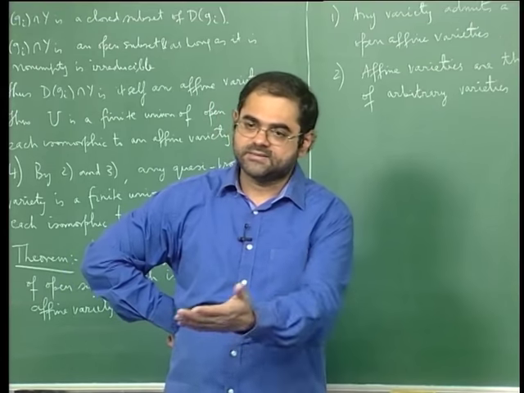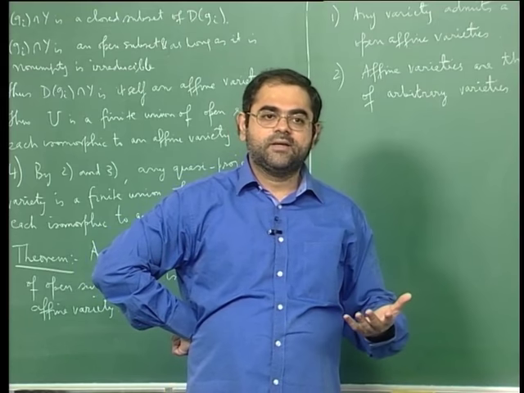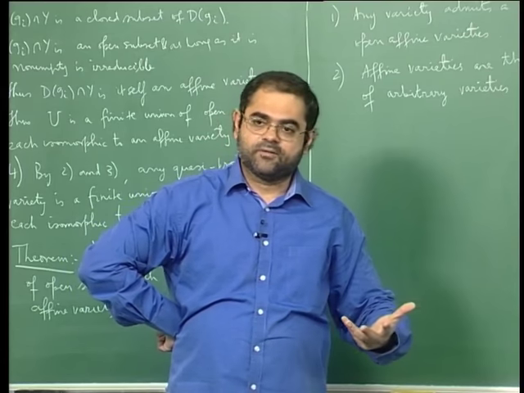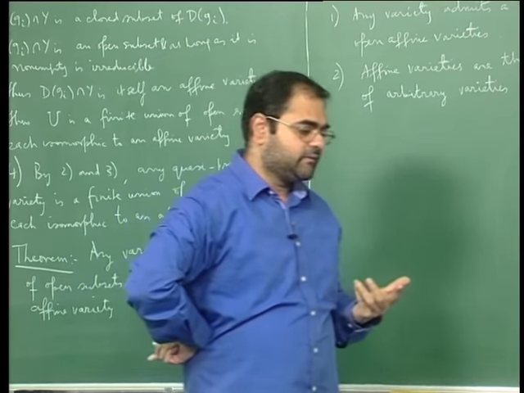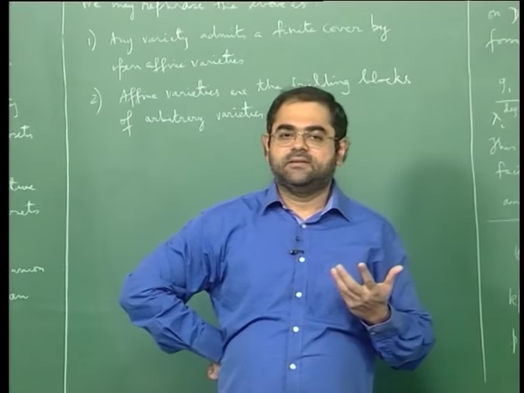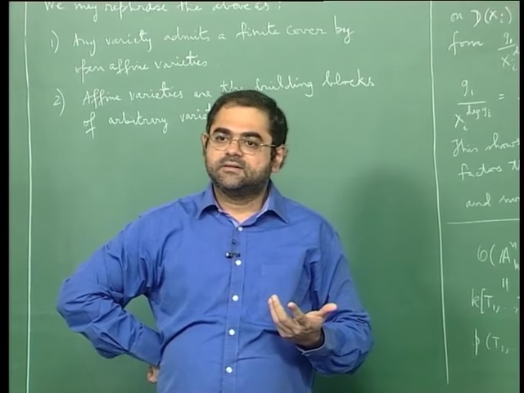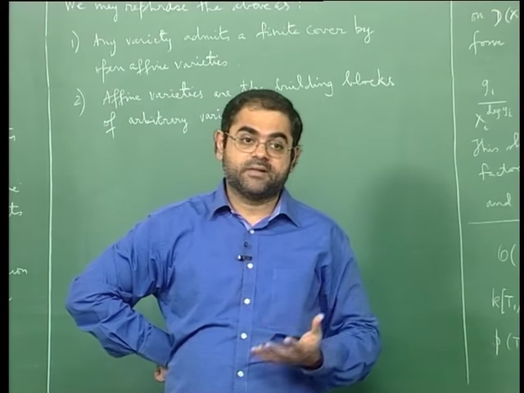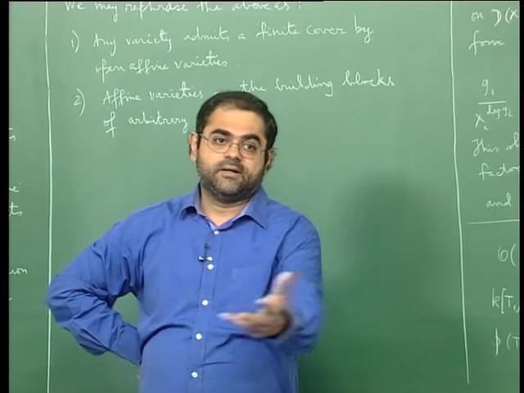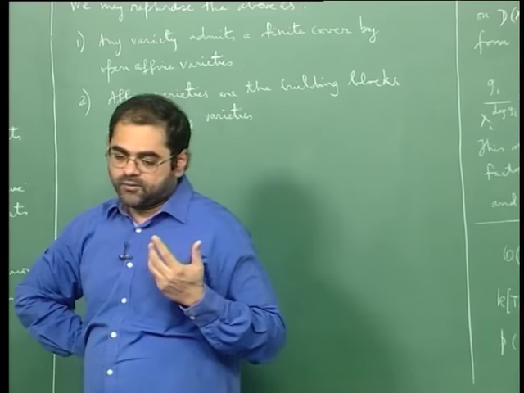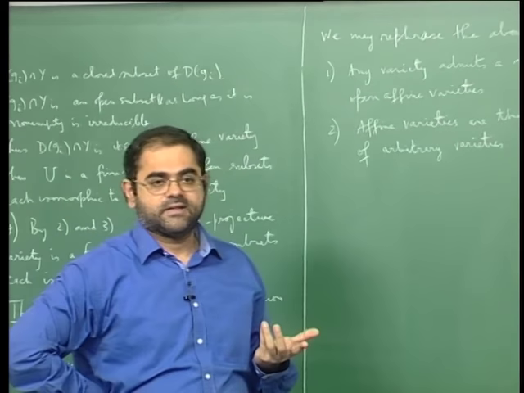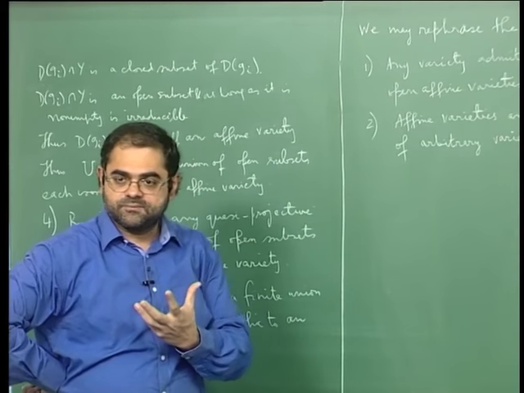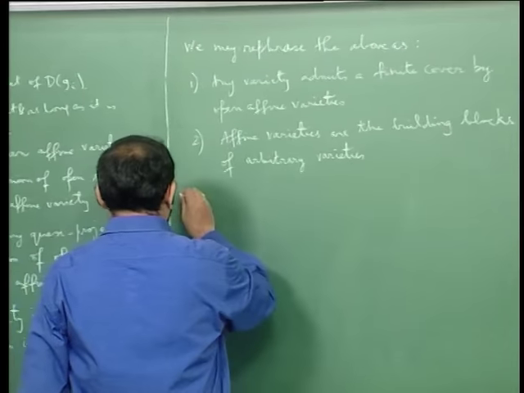So you can say that this big variety is gotten by gluing the maximal spectra of these various affine coordinate rings. And more generally, what is called a scheme is an object that you get by gluing not just maximal spectra but prime spectra of rings. This will be helpful later when you take a second course in algebraic geometry, but the philosophy is already here, that affines are the building blocks. All right, so that is a very important thing.